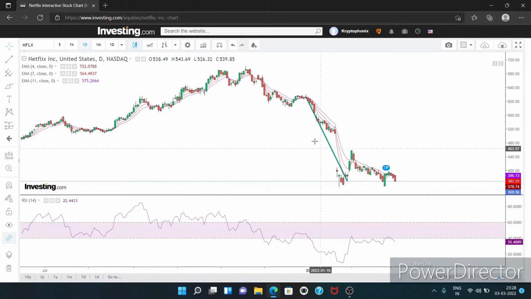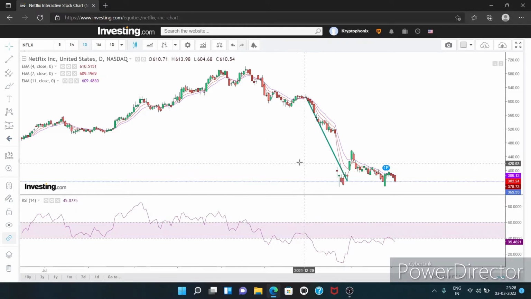So what's the sell signal here? 11 EMA above the 7 EMA and 7 EMA above the 4 EMA. This will be a signal to sell. Also, the RSI should be between the 60 and 40 band. If the RSI is outside the 60 level or the 40 level, we will not be initiating a trade. The RSI has to be in this level.